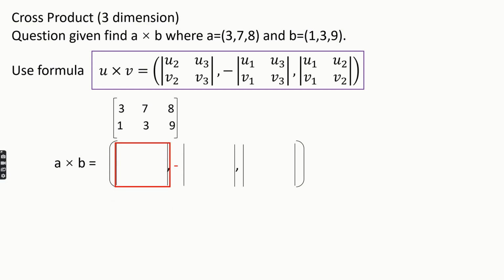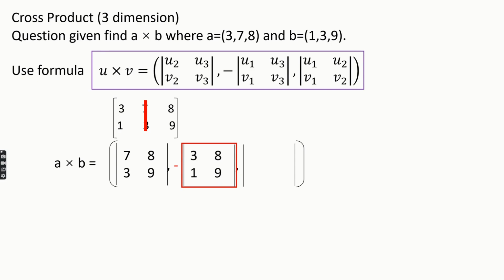To find the first column, we should cross out the numbers in the first column, which are 3 and 1, so we get 7, 8, 3, 9. Then we move to the second column, where we cross out the numbers of the second column, and we get the numbers 3, 8, 1, 9. For the last column, we cross out the third column, so we get the numbers 3, 7, 1, 3.